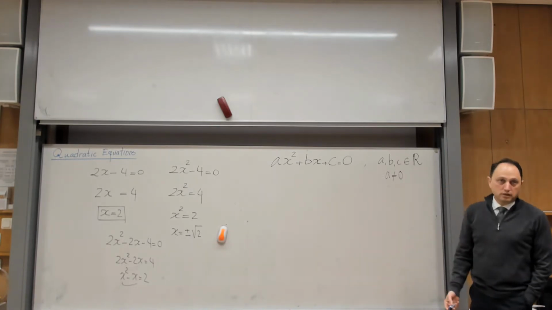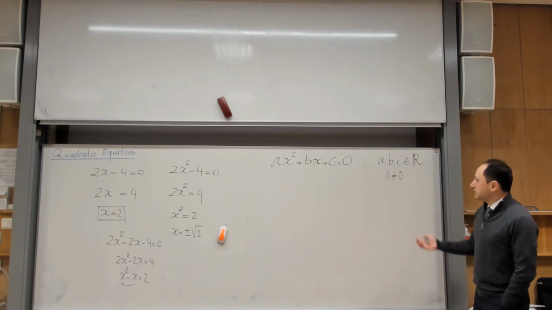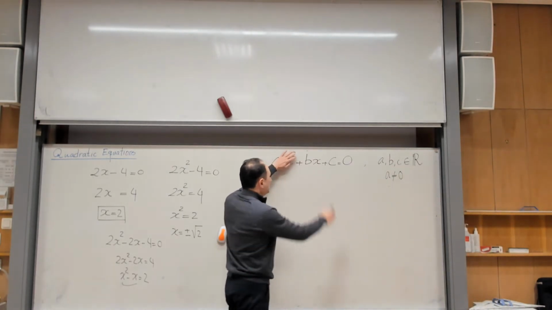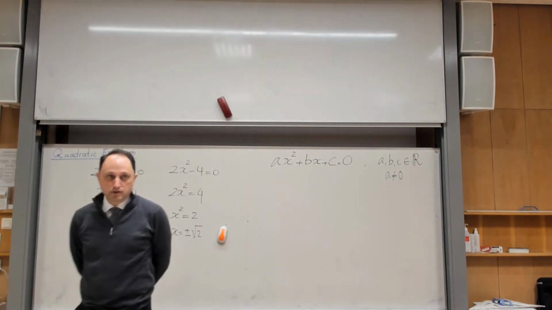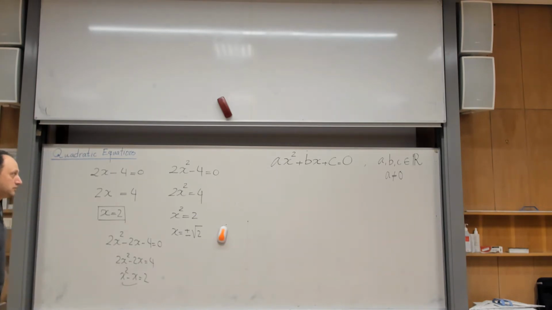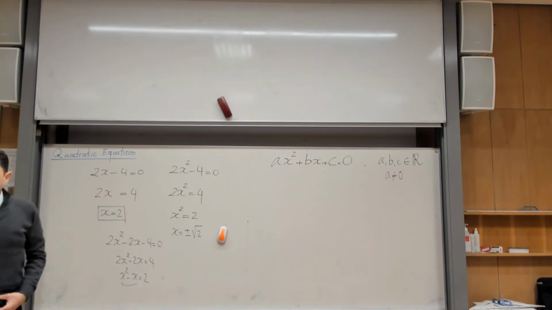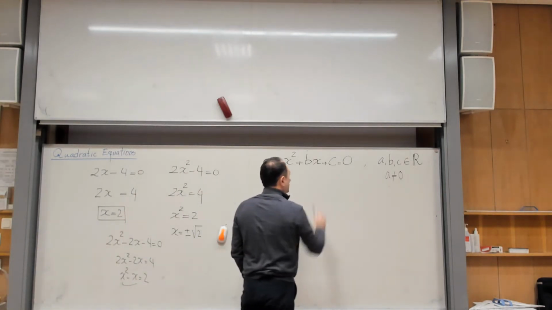Why should I consider that a is not equal to 0? Because if a is equal to 0, what will happen? This term will go away, and then what is left for me is a first degree equation, and I already know how to solve the first degree equation. So to make the problem interesting, I have to assume that a is not equal to 0. Otherwise, I will go back to the old problem, and I already know how to solve it. So in a second degree equation, this is the general form that I want to consider.